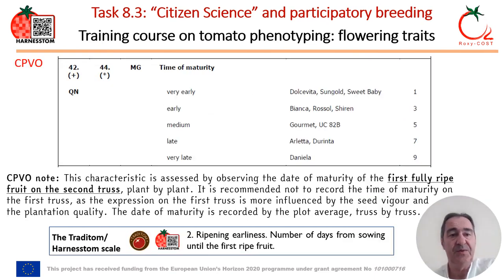Finally, we treat here also time to maturity, the 42nd trait of the CPVO protocol, as its detection is parallel to flowering time. The CPVO protocol suggests 5 classes in this case: very early, early, medium, late, and very late. This classification is reached after a quantitative detection as the time to the appearance of the first fully ripe fruit in the second truss, taken on each plant. For the same reason said before, CPVO recommends to avoid the first truss.